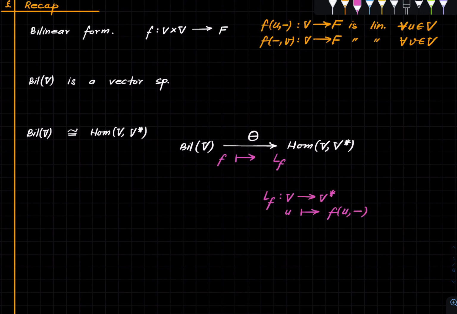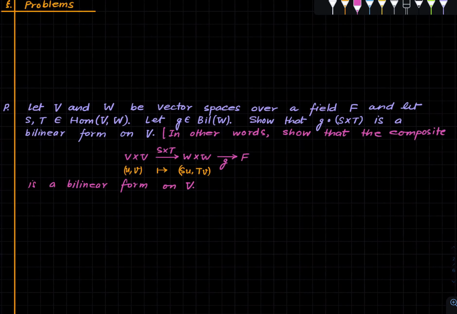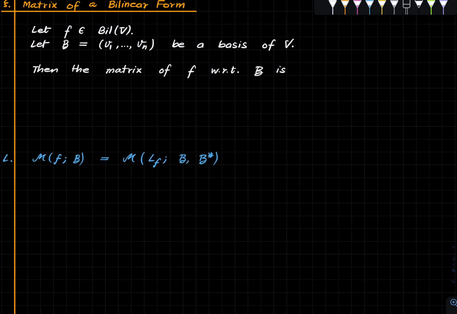Let's continue. This is one problem. It's just basically an example as to how to construct a bilinear form from a given bilinear form. All right, it's an interesting exercise. And now let us get started.